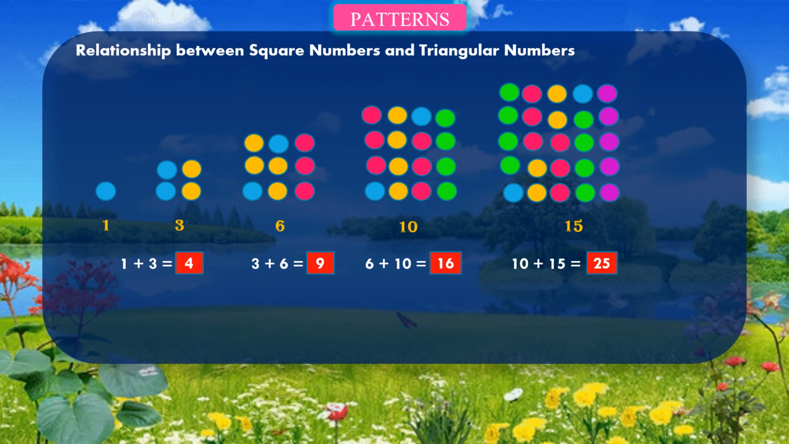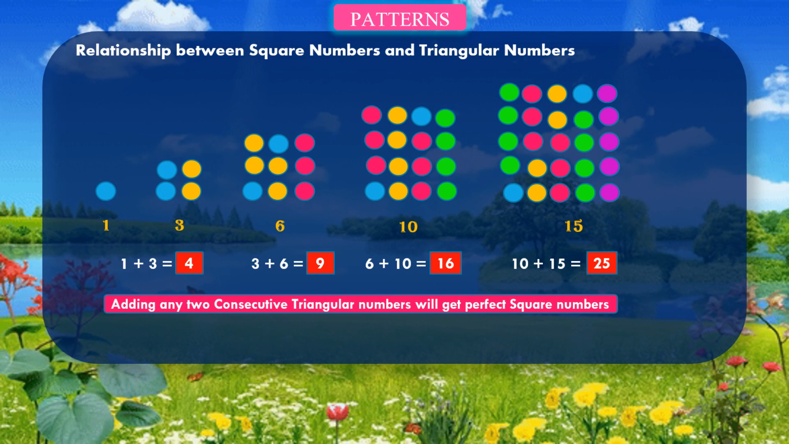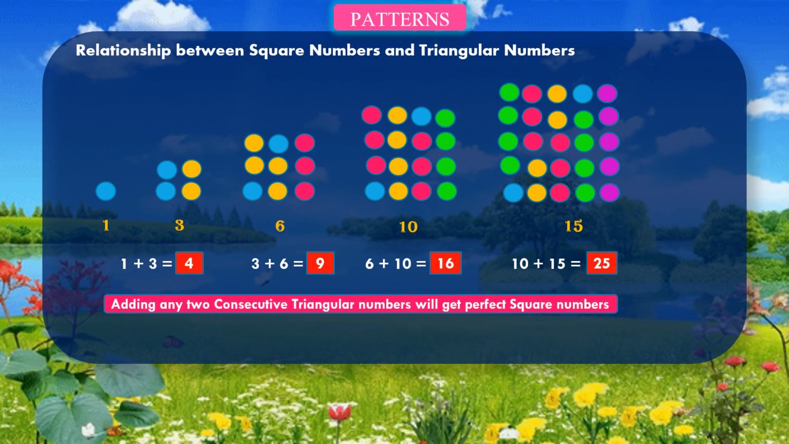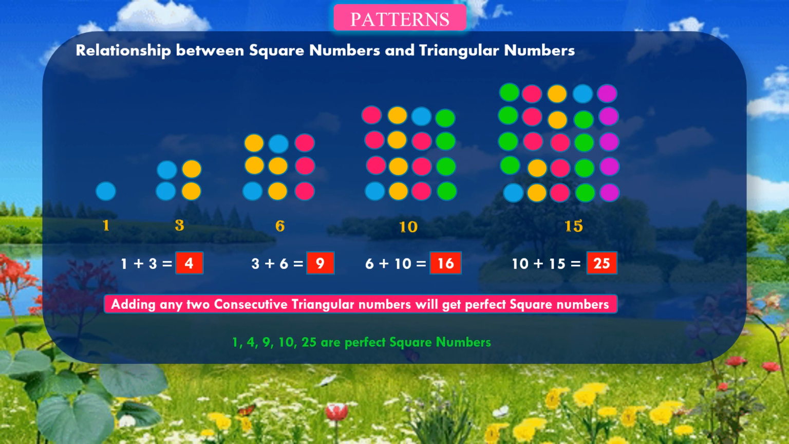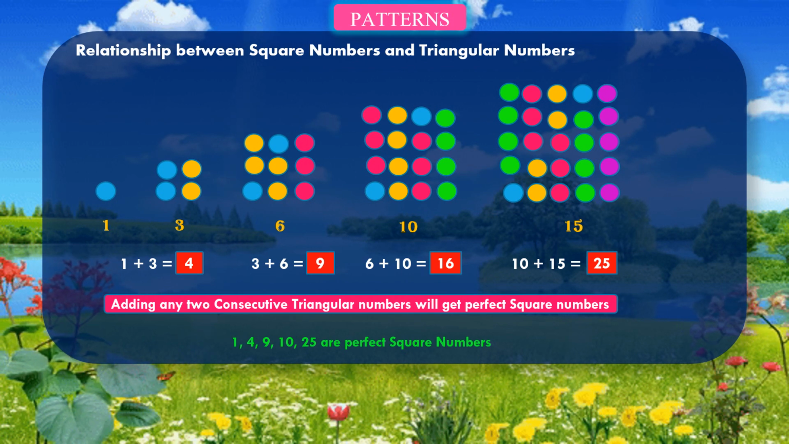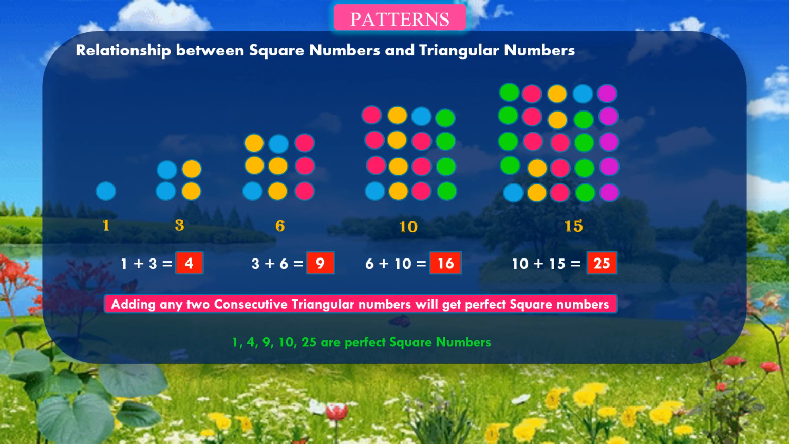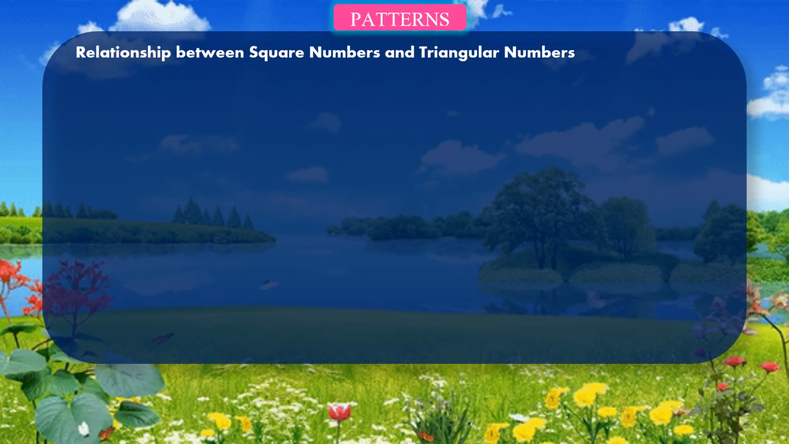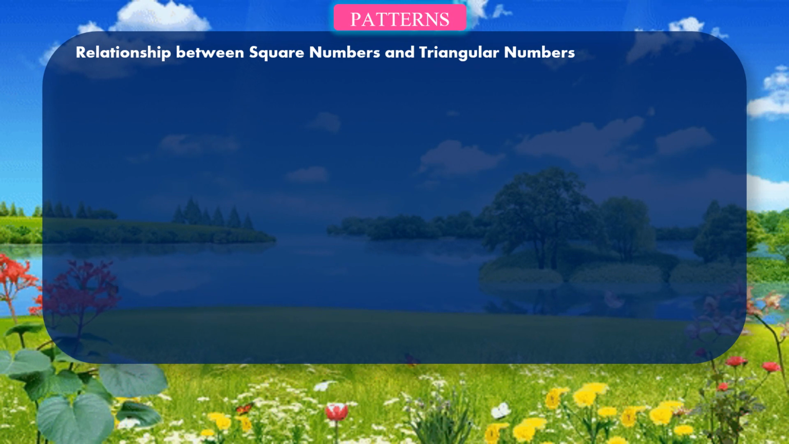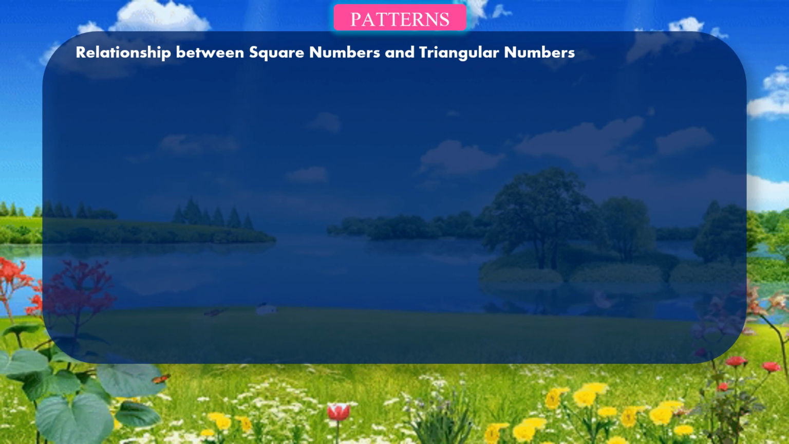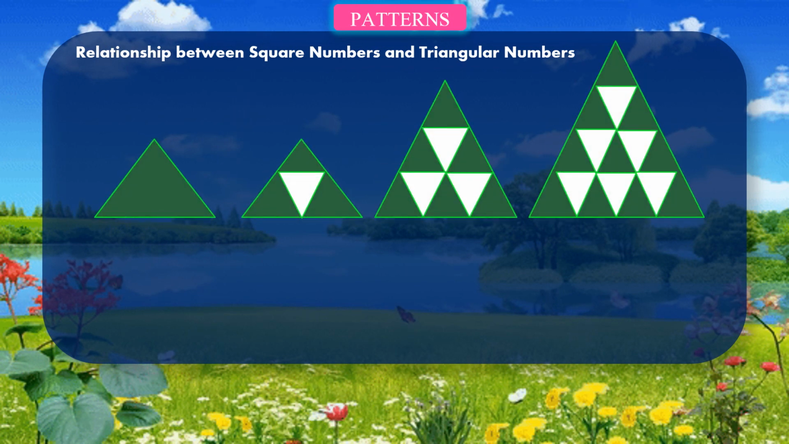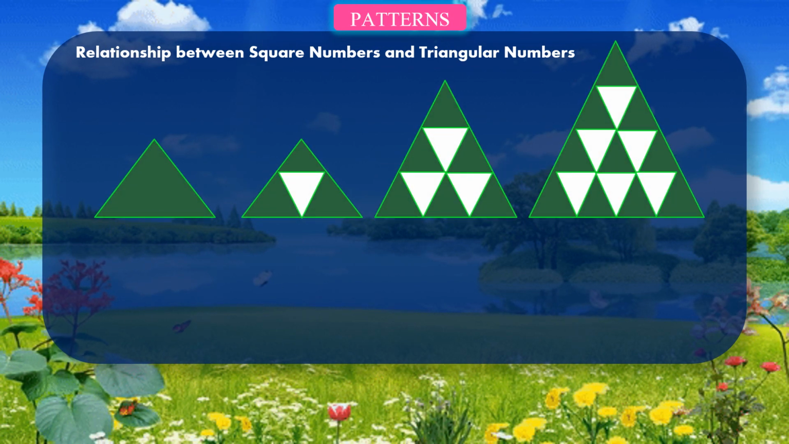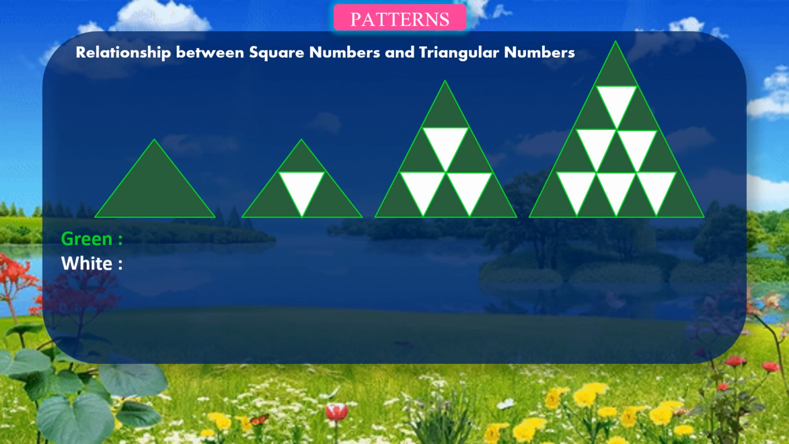So any two consecutive triangular numbers will give a perfect square number. Here 1, 4, 9, 16, 25 are perfect square numbers. Another way to represent the relationship between square numbers and triangular numbers: here there are two colors of triangles in this picture. One is green and another one is white.